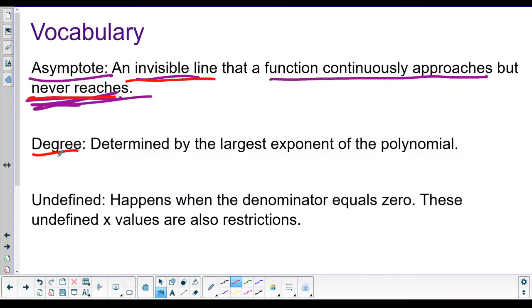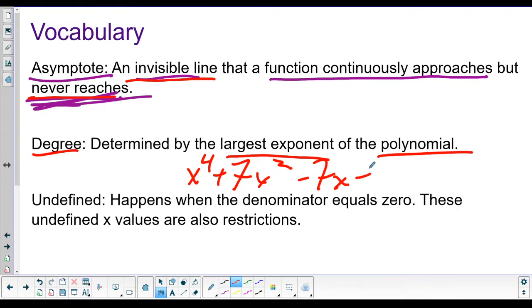Degree, this is an old favorite, of course. I know you know this one. This is determined by the largest exponent of a polynomial. So if you have something like x to the 4th plus 7x squared minus 7x plus 15, the degree is 4. It's just that big exponent.